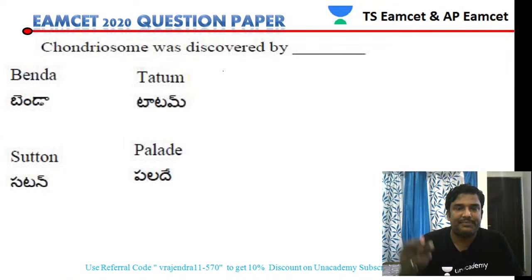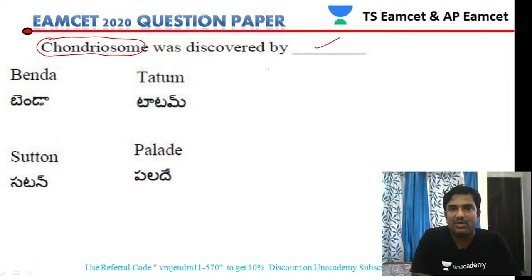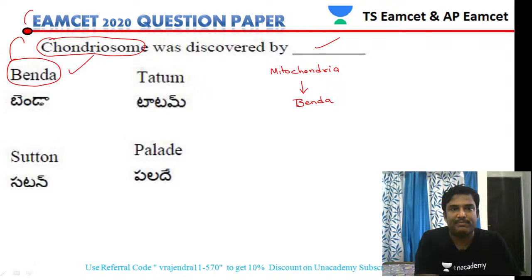So let's move to the next question. The next question is asking about the chondriosome. The chondriosome was discovered by which scientist? That is the question. Chondriosome is also called mitochondria. Mitochondria was first discovered by Benda. So Benda is the person. That is the reason we have to take this as the answer. This is Benda. So that is our answer.